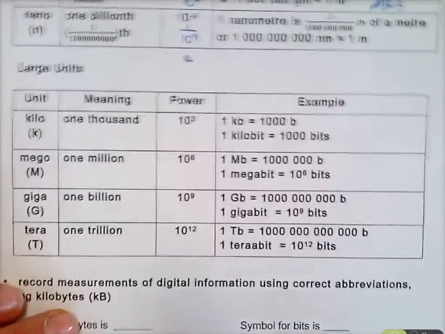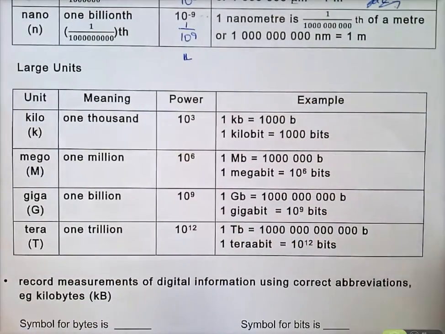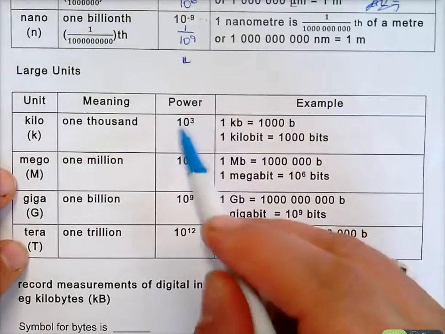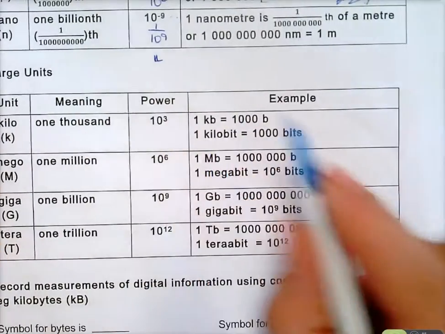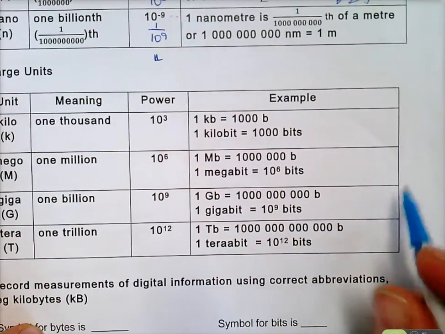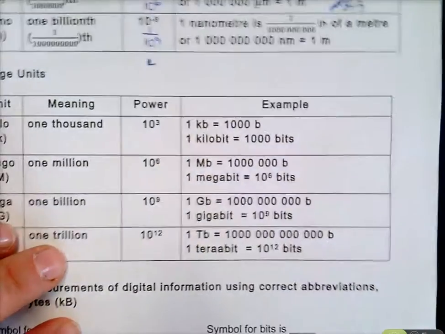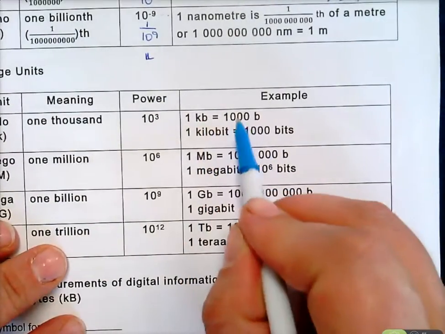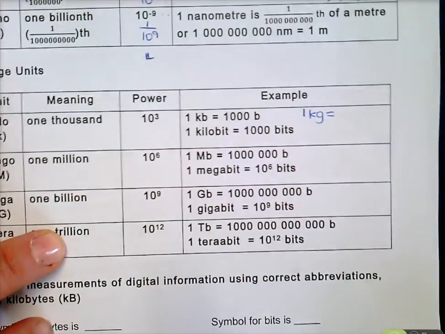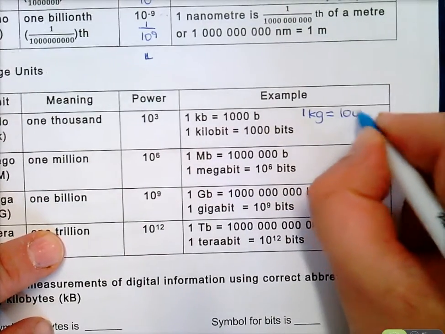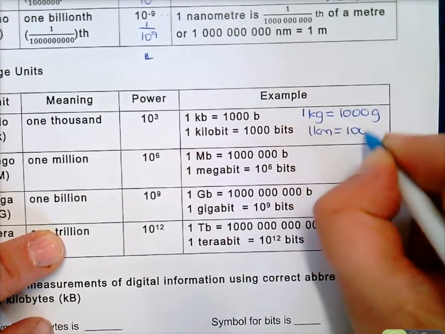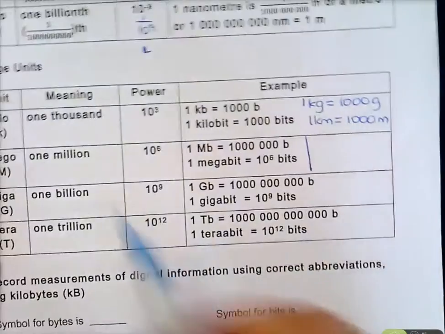Okay, large units, kilo. Girls, you know a kilogram is 1,000, so kilo means 1,000. It's 10 to the power of 3. Now, I'm going to use bits. You know, bits and bytes in data storage. So a kilobit is 1,000 bits. You're used to seeing a kilogram is how many grams, girls? 1,000 grams. Or a kilometre is 1,000 metres.